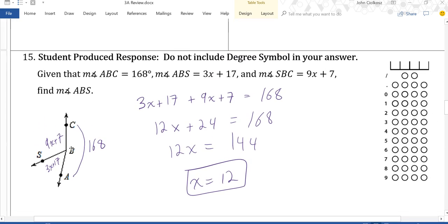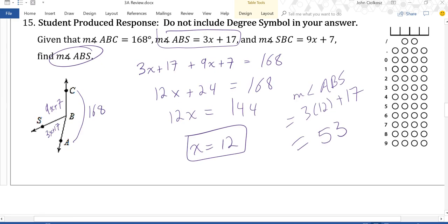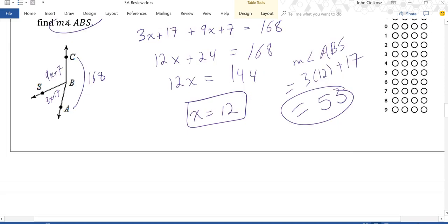And lastly, we've got to make sure we do our problem right, so we don't just always find x, because it wants us to find the measure of ABS. So we know that ABS is equal to 3x plus 17. So the measure of angle ABS is equal to 3 times 12 plus 17. So 3 times 12 is 36. 36 plus 17 gives us 53. So that would be our answer there. Okay? Alright.